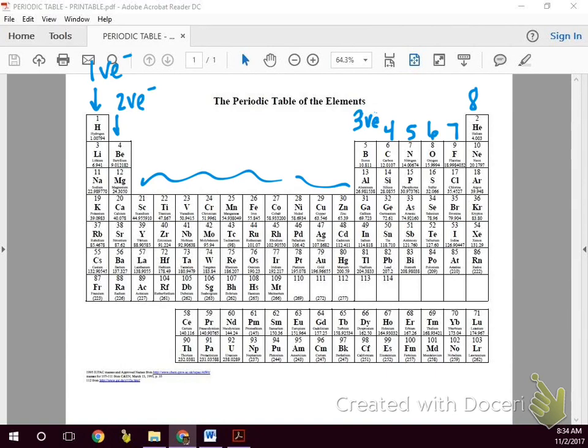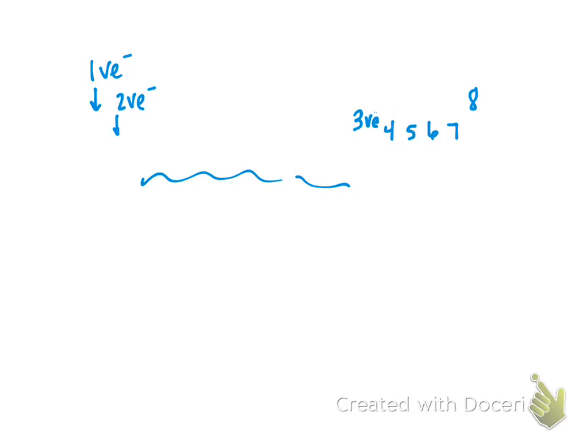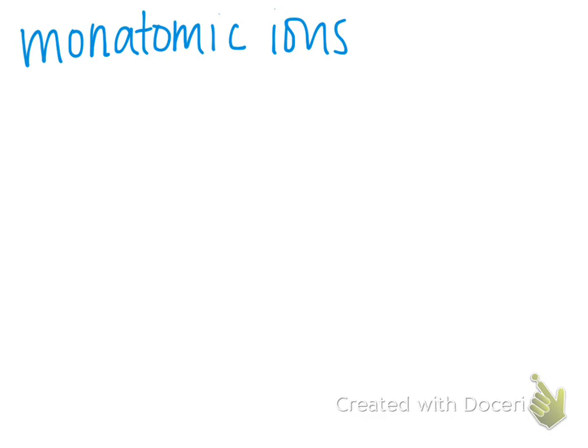So let's start some naming. We're going to start with something called monatomic ions. What do you think monatomic means? How many? 1, right? Monatomic ions, that means it's an ion with only 1 atom. Okay? And this is how you name a monatomic ion.